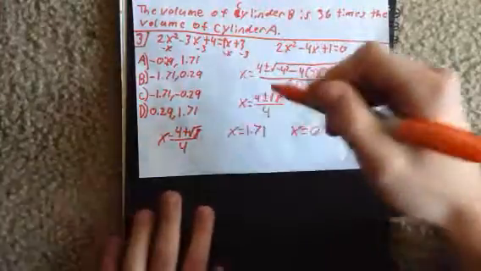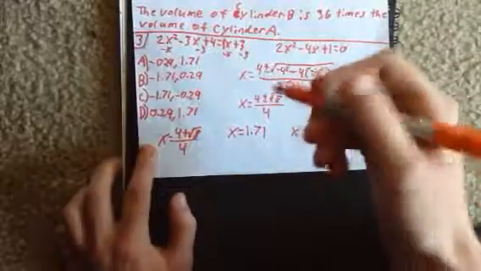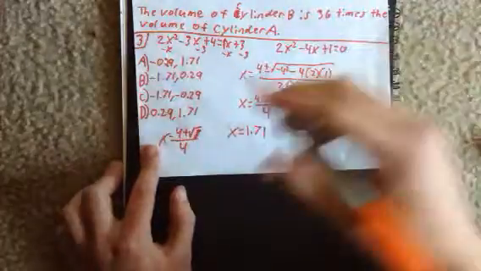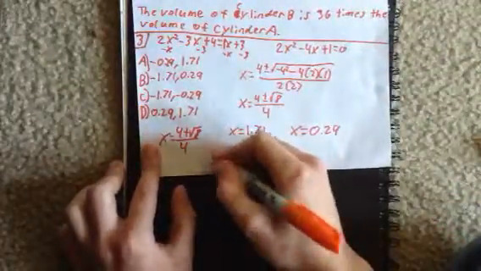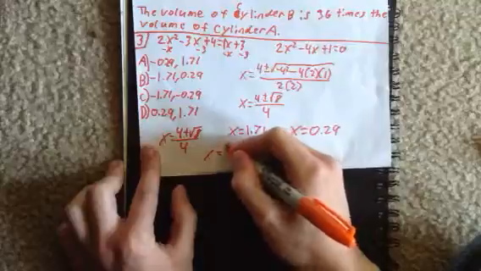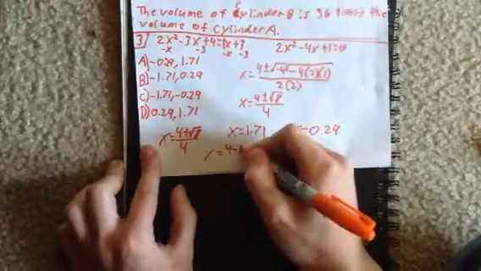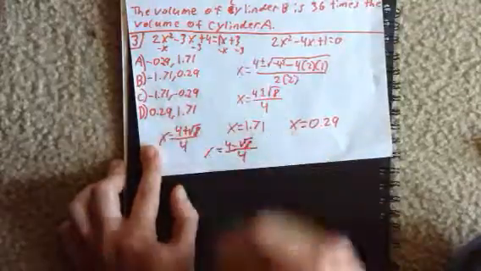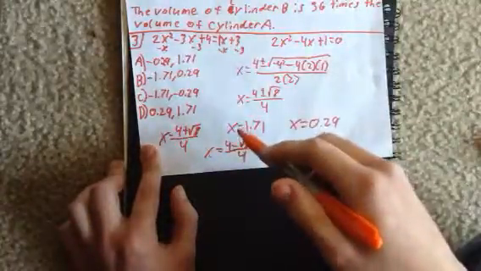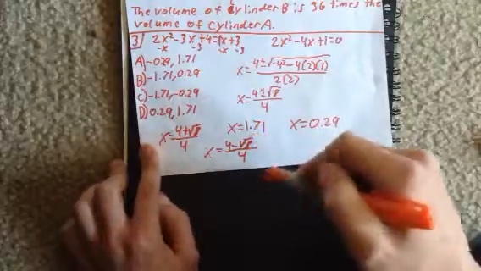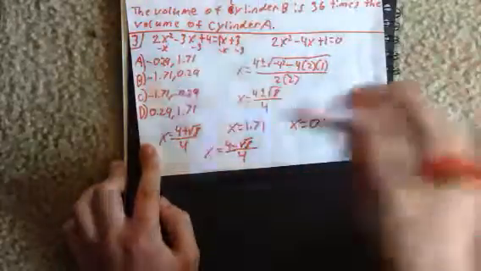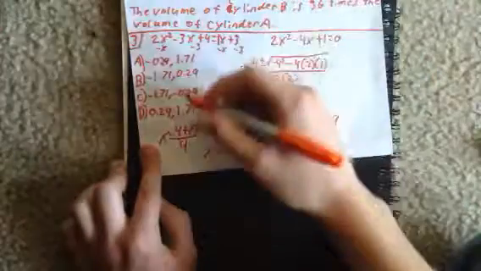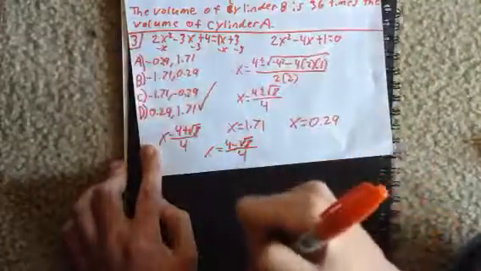If we were to work this out and separate it into x equals 4 plus the square root of 8 over 4 and x equals 4 minus the square root of 8 over 4, we would get these two numbers right here: x equals 1.71 and x equals 0.29, which is option number D. So for question 3, option D is correct.